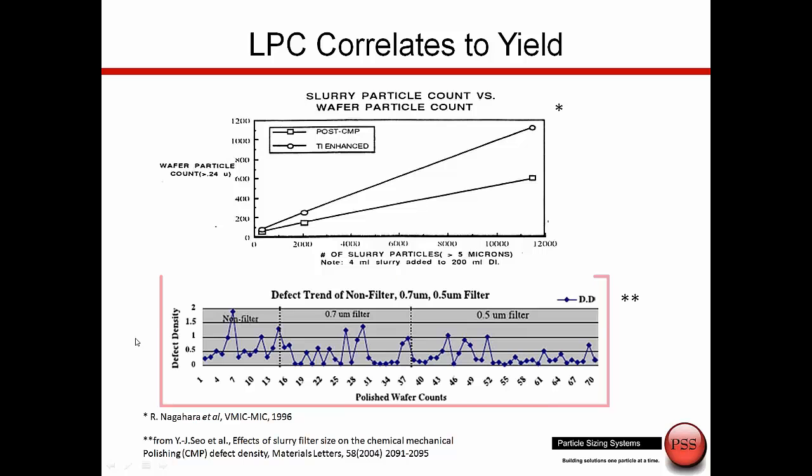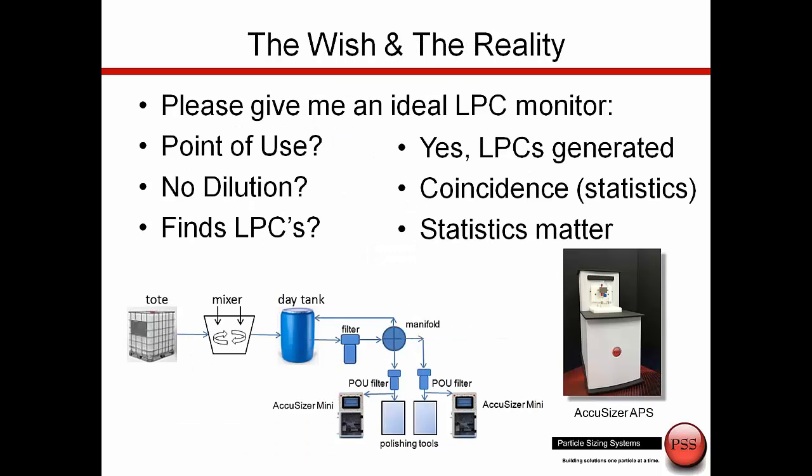In the study down below, what we're looking at is defect density as a function of time, and what was happening here is we went from not filtering the CMP slurry, to using a 0.7 micron filter, to using a 0.5 micron filter. And as we're using finer filtration, as we're reducing the large particle counts, we're seeing fewer scratches on the wafer surfaces. So I think the relationship between LPC, scratch count, and yield is pretty well proven and is accepted in the industry. Now let's talk about the instruments we need to use to track the LPCs.